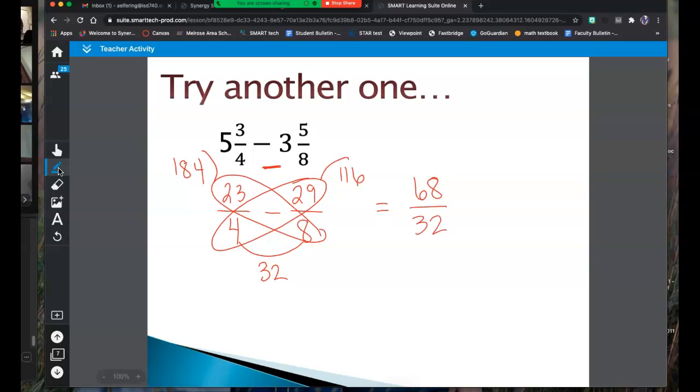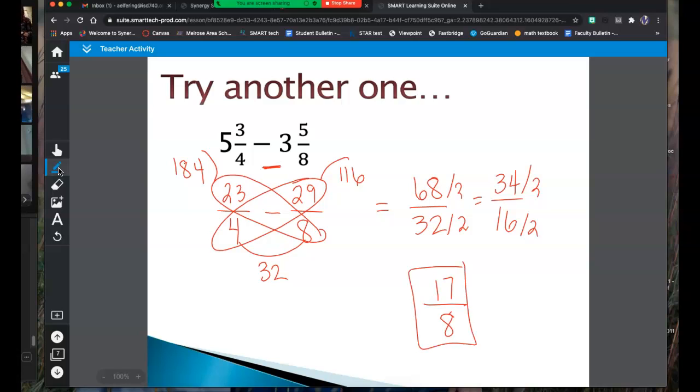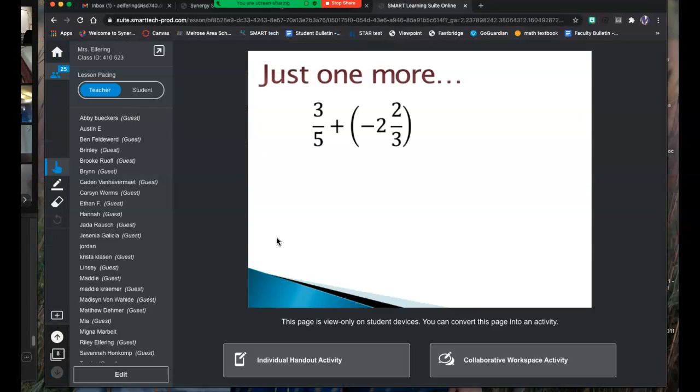And then you can simplify. I divided by 2 and had 34 over 16. And then I divided by 2 again to get 17 over 8. And you can leave it like that, or you can write it as 2 and 1/8. Either way works. Okay? Questions there? All right, last one. Try this one.